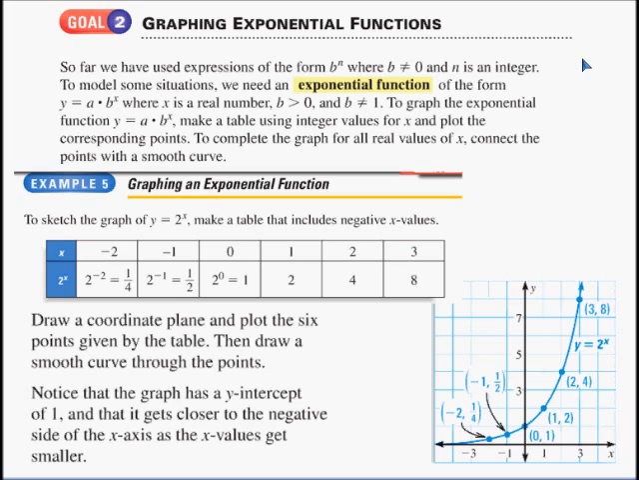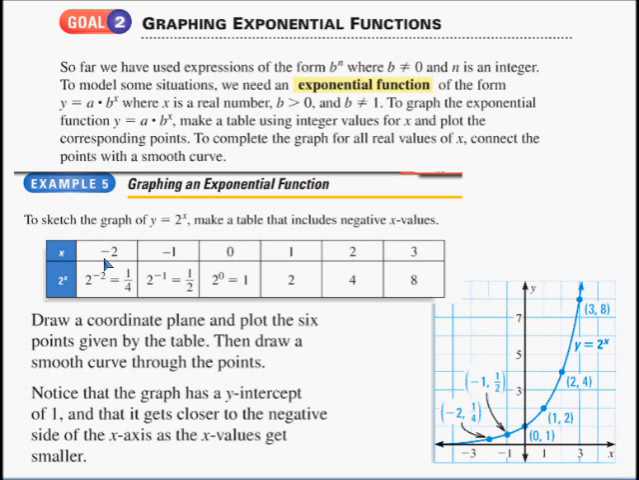To graph the exponential function y equals a times b to the x power, make a table using integer values for x and plot the corresponding points. To complete the graph for all the real values of x, connect the points with a smooth curve. This would look like this.